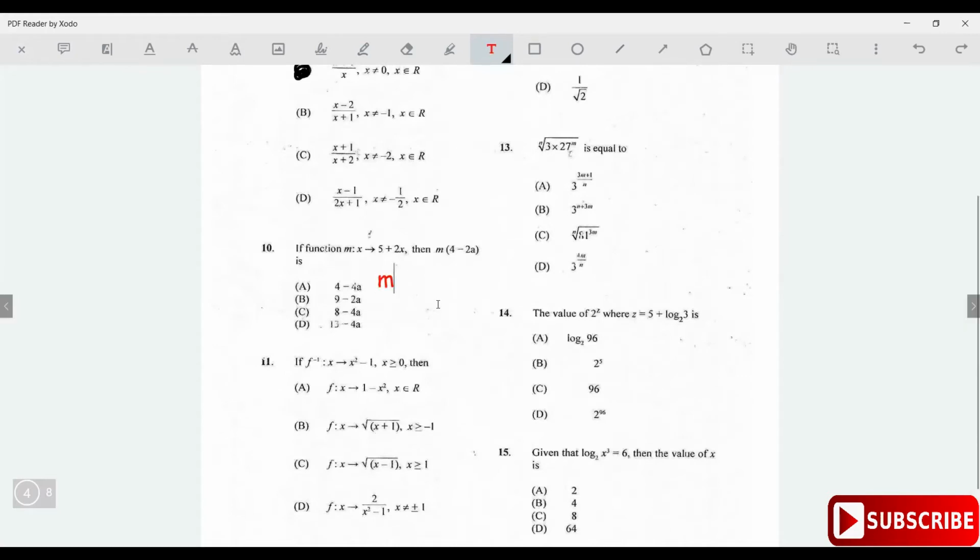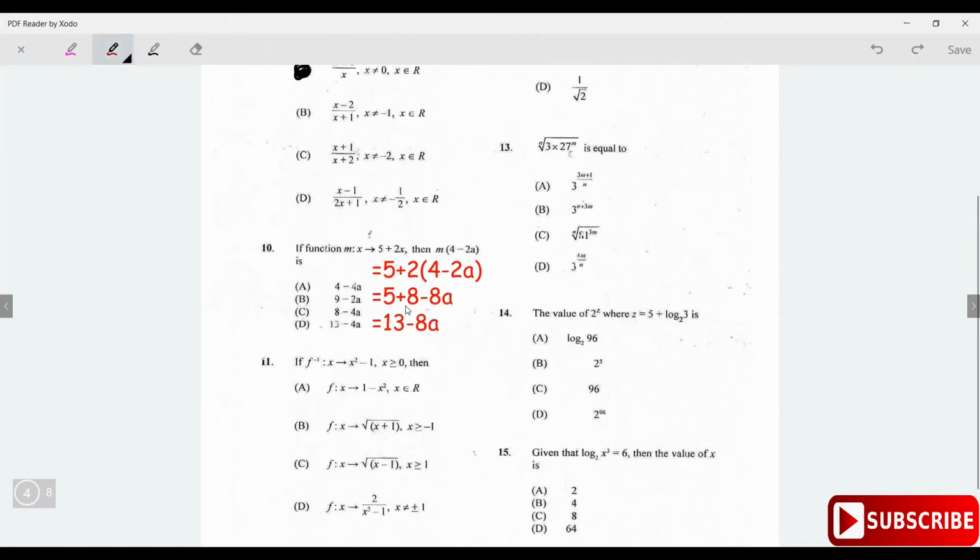This says now if m of x is 5 plus 2x, what is m of 4 minus 2a? So then that's just going to be equal to, we'll plug 4 minus 2a where x is, so it is 5 plus 2 times 4 minus 2a. And so what we're going to get is 5 plus 8 minus 8a. So this is 13 minus 8a. M of 4 minus 2a, why is 13 minus 8a not there? We plug this, 2 times 4 is 8, 2 times minus 2a is minus 8a. Yes, this is 13 minus 8a.